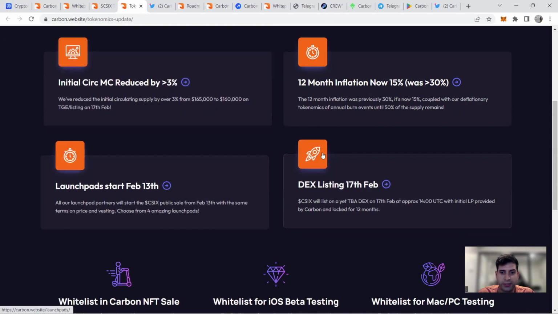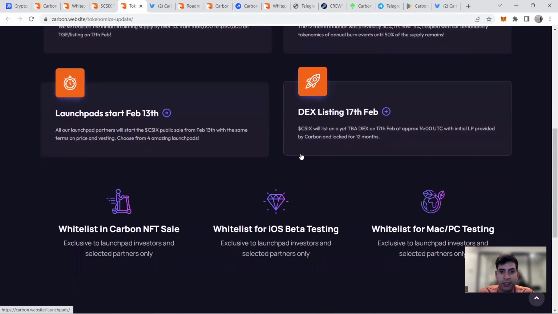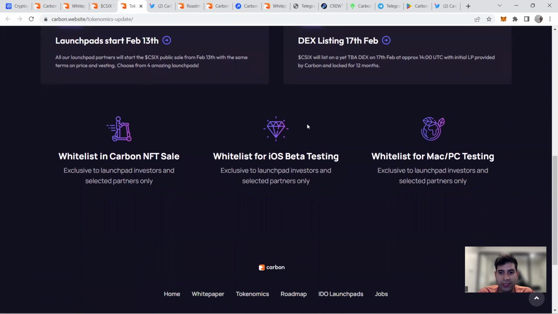And then the DEX listing is going to be on the 17th of February. Now, as a Launchpad participant in the IDO, you also get additional benefits.